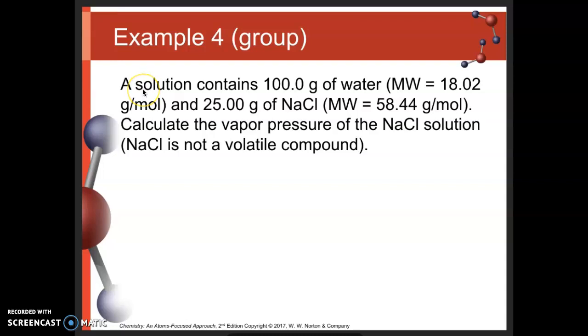So example 4: a solution contains 100 grams of water and 25 grams of sodium chloride. Calculate the vapor pressure of the solution, understanding that sodium chloride is not a volatile compound. Before we can do that, we need to go to a reference. We need to find the vapor pressure of water at 25 degrees Celsius, because we're not told what temperature this is, but let's just assume it's 25 degrees Celsius. That'll be easy enough to do.